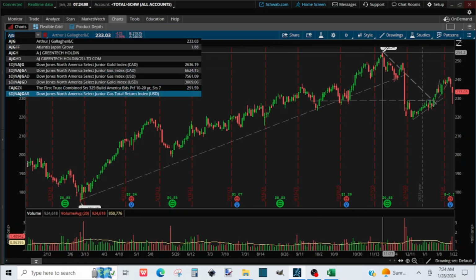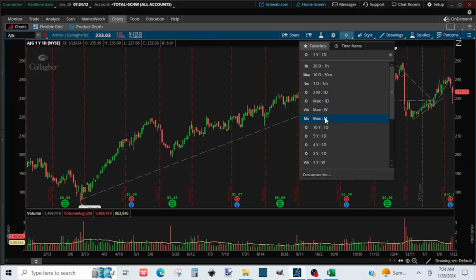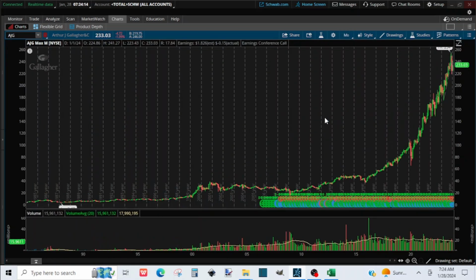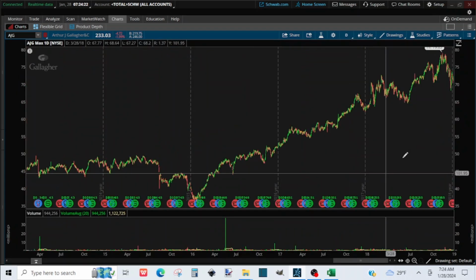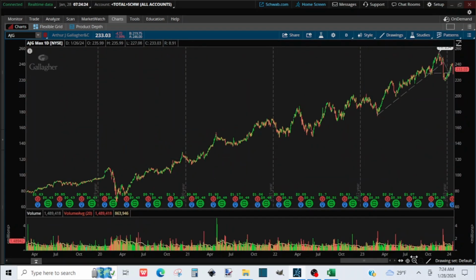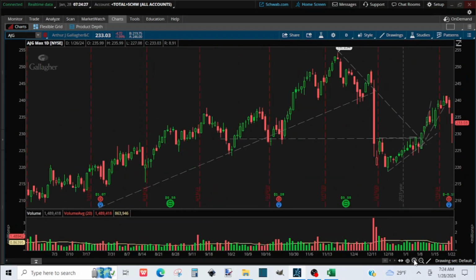AJG has a mountain here to overcome. It's in a downtrend. The mountain is closed. The price is closer. Now another mountain behind it. So we go back to the maximum daily. It is really falling. So it's not on trend.